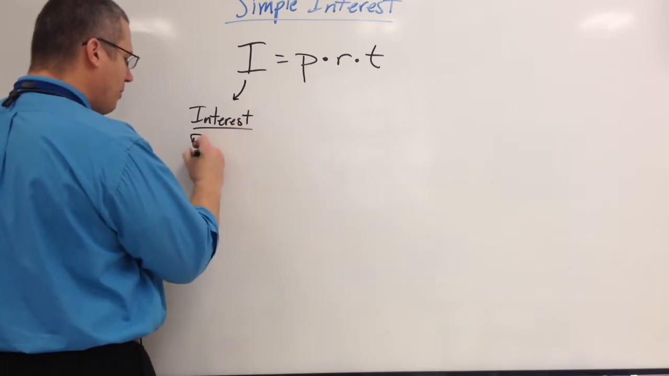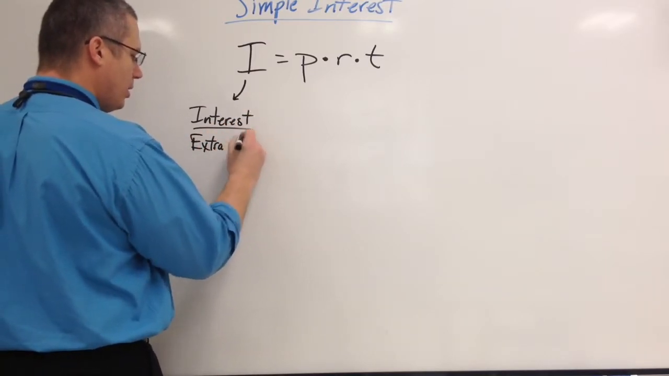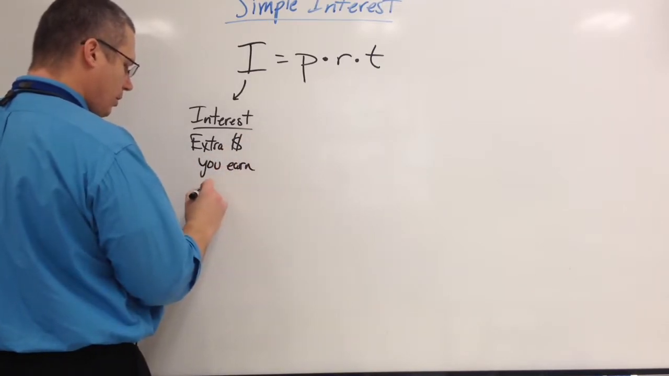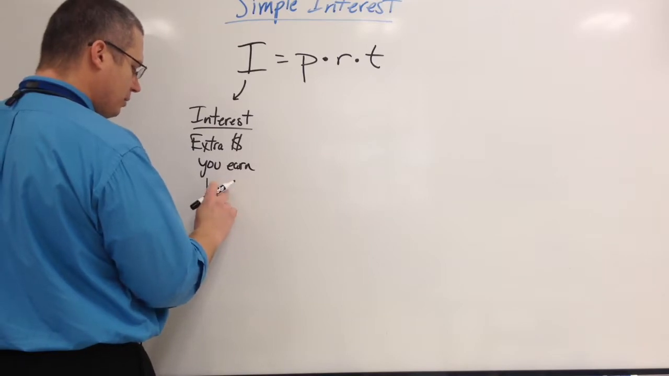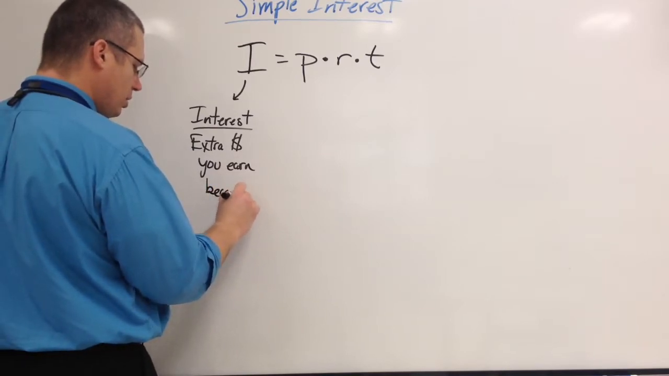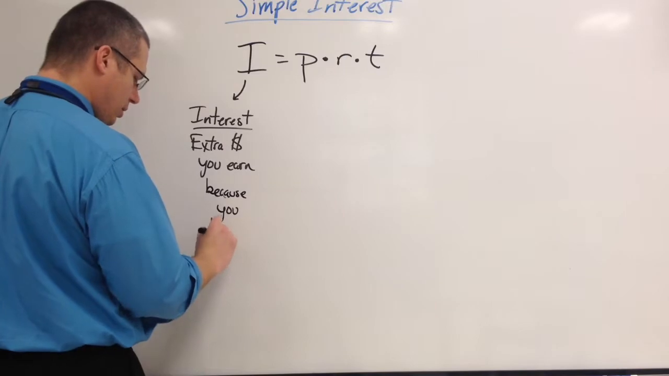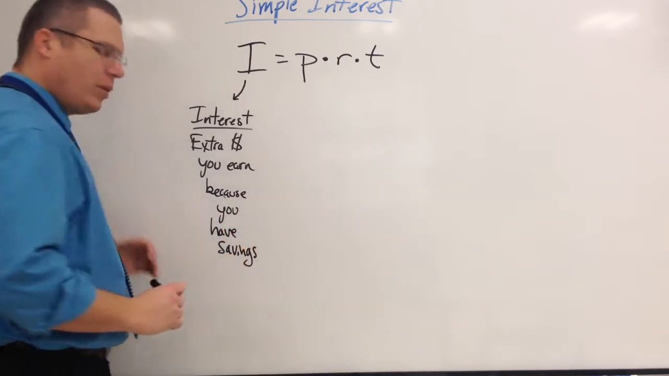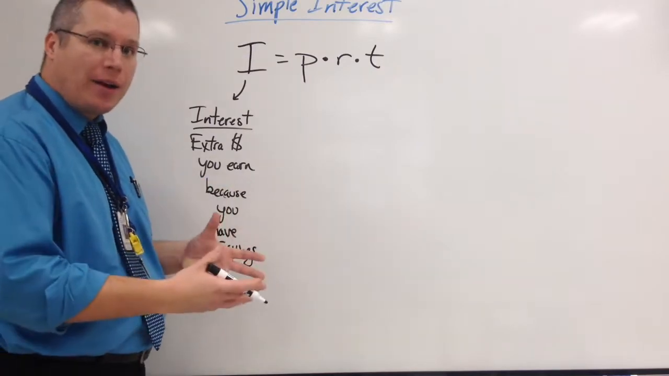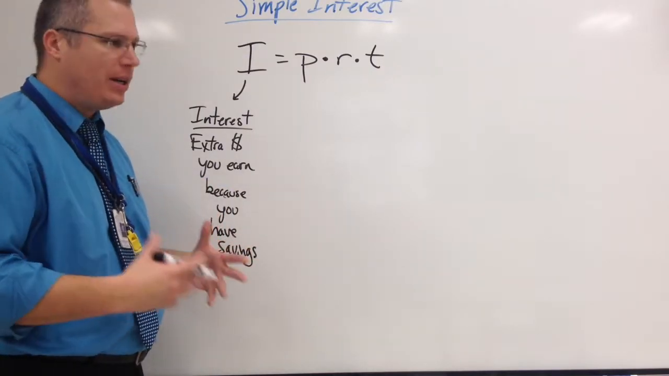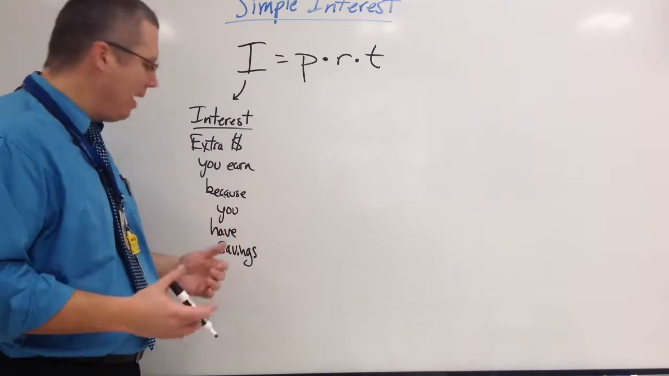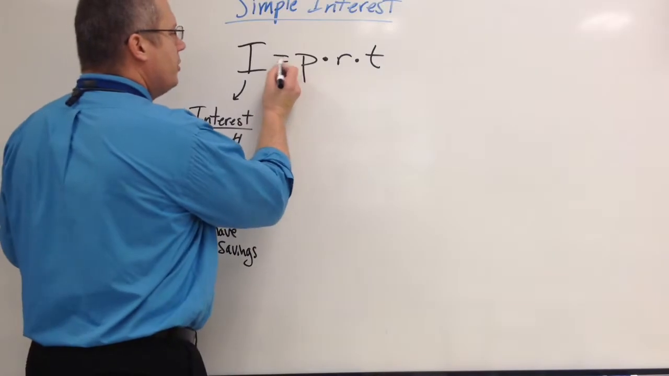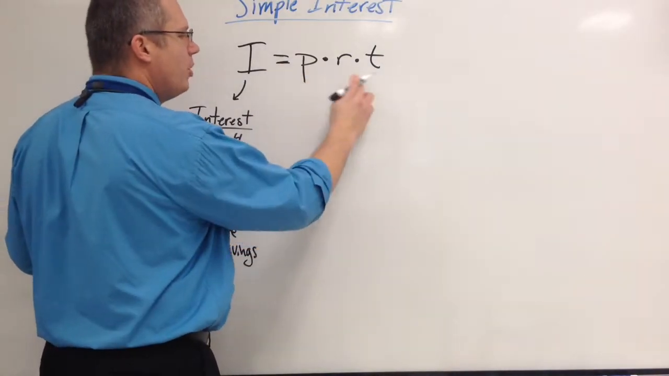Interest is the extra money you earn because you have savings. That's what the bank is paying you back. And usually it's not a lot, but again, it's still extra money that you didn't have. It's the extra money the bank is giving you. Interest is calculated by P times R times T.